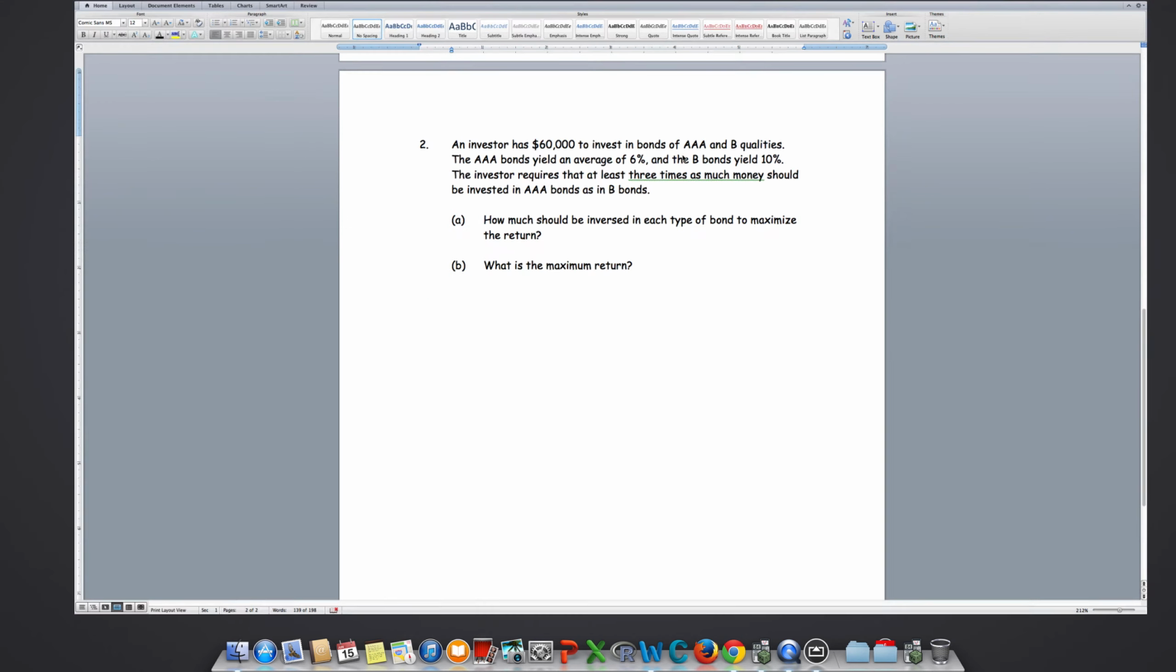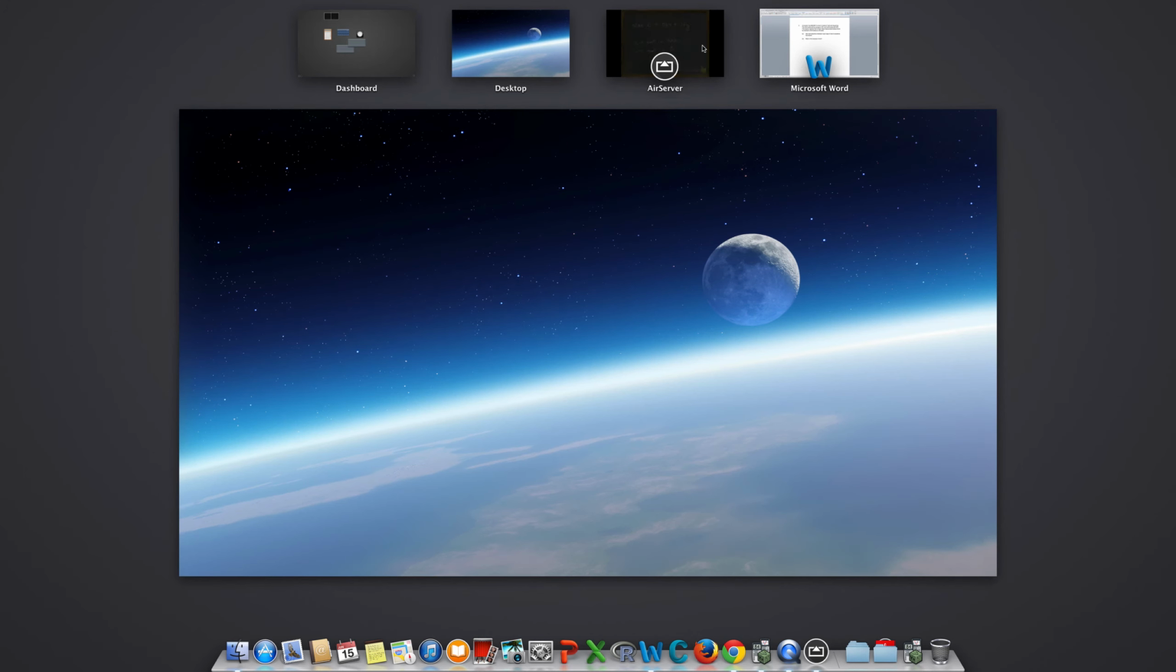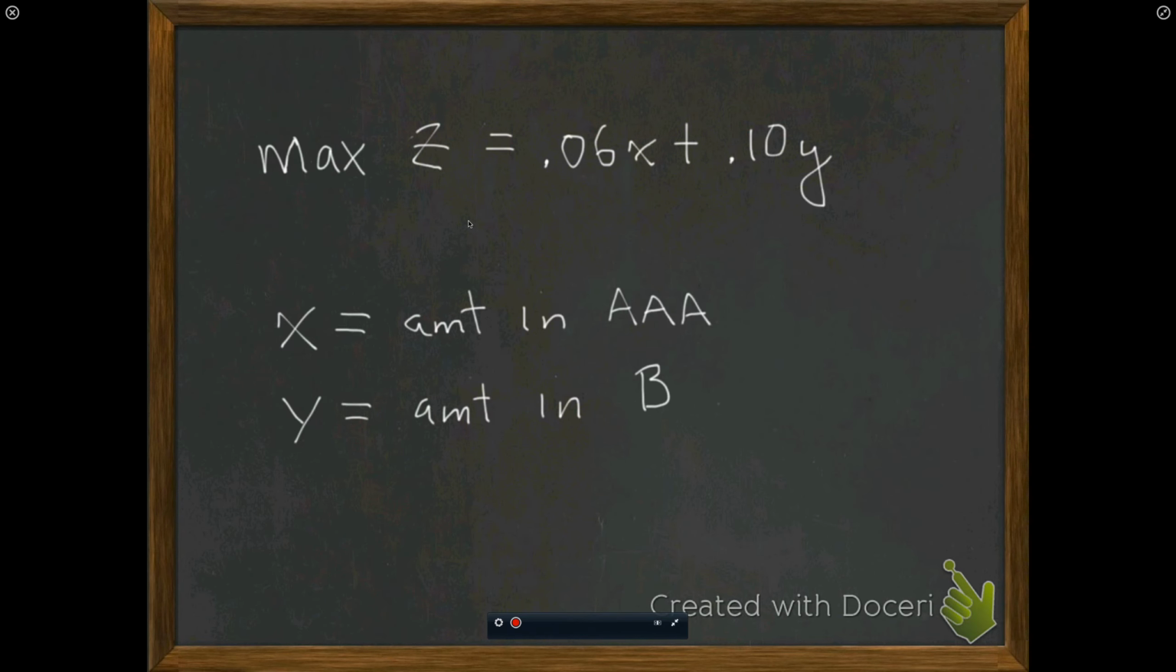Okay? So just let me show you what I've written down. This is the max function, and I've first of all got to identify what variables stand for what amount of bonds. All right, so that's part of it.